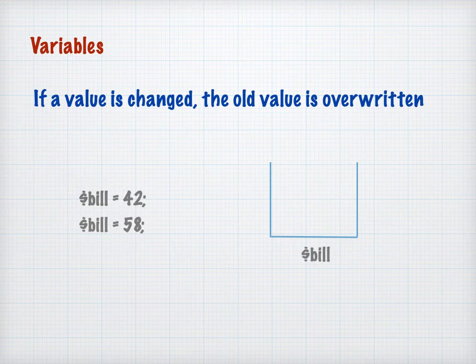Now, as the program continues, we might change the value of the variable. Let's have a look at how that works in practice. Here I've got a variable called bill, and I'm going to assign it the value 42. So we've got our box, and inside the box we write the value 42, and that value is knocking around. We can print it, we can do whatever we like to it. If at a later point in the program we go bill equals 58, the value of 42 is completely overwritten with the new value. So you can see the 42 is replaced with the 58.